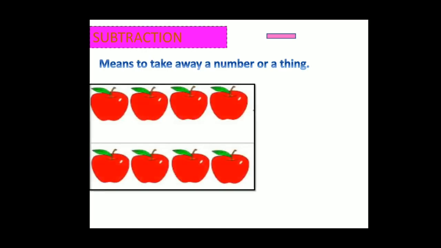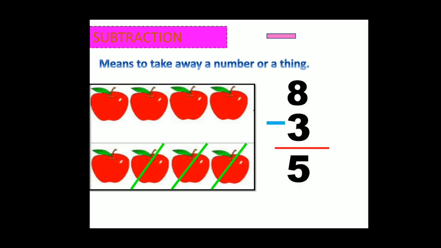Children, I have 8 apples with me, out of which 3 apples are eaten by me. Find how many apples are left with me. What we will do, we will subtract 3 from 8. After subtracting these two numbers, we will get 5. As you can see in the picture also that there are 5 apples left with me, right?